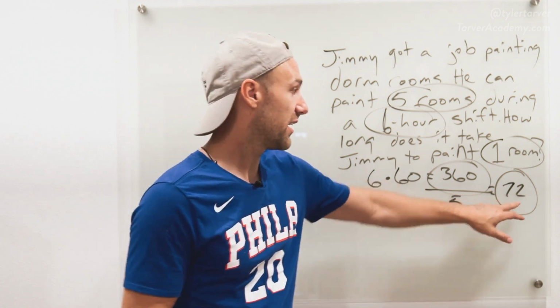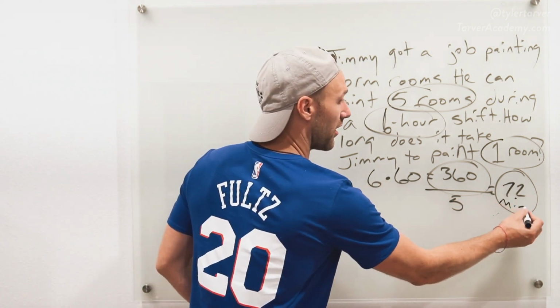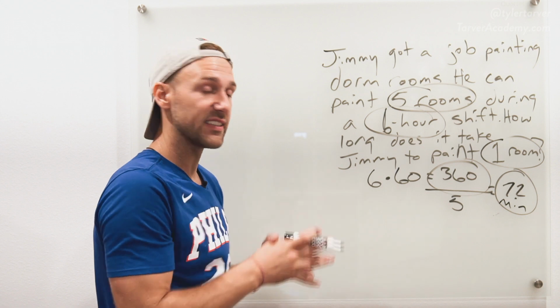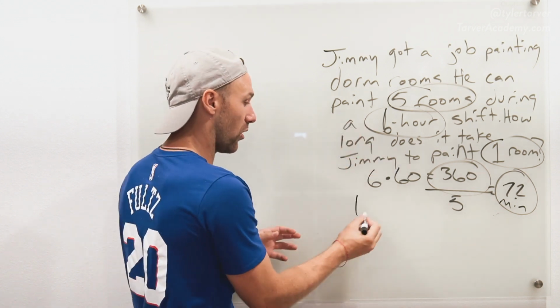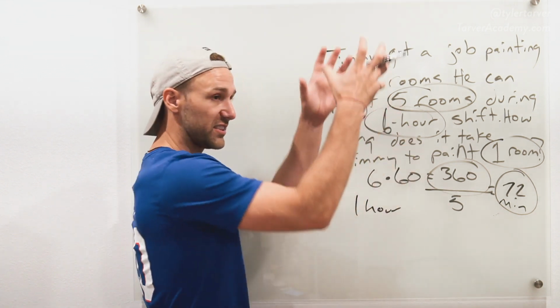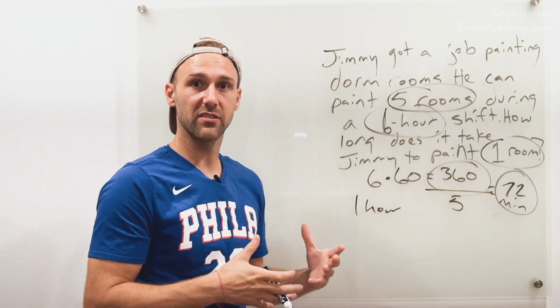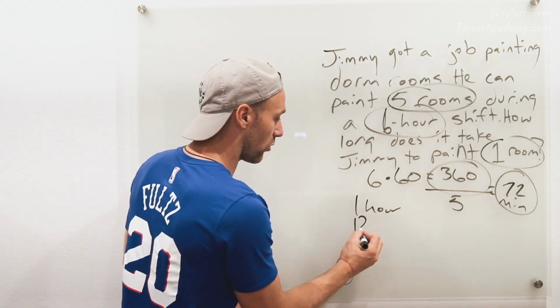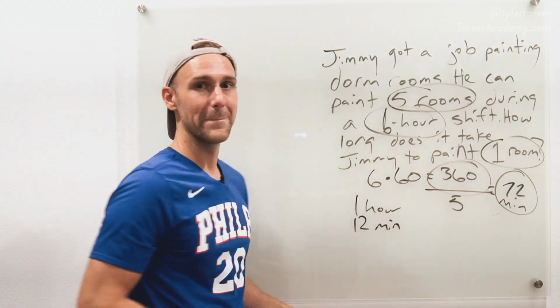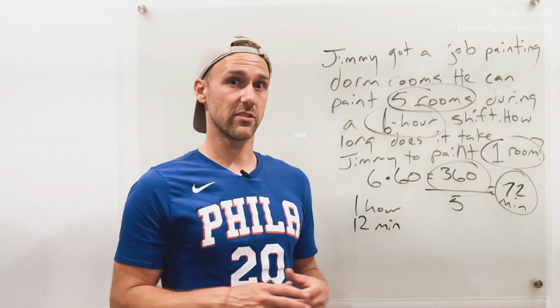Now, there's a good chance that on the multiple choice test, it could give you hours and then minutes. So if it's 72 minutes, I know that I can pull 60 minutes out of that and get 1 hour. And when you pull 60 out of 72, how much is left? 12. So it's 1 hour, 12 minutes. And that would be our answer.